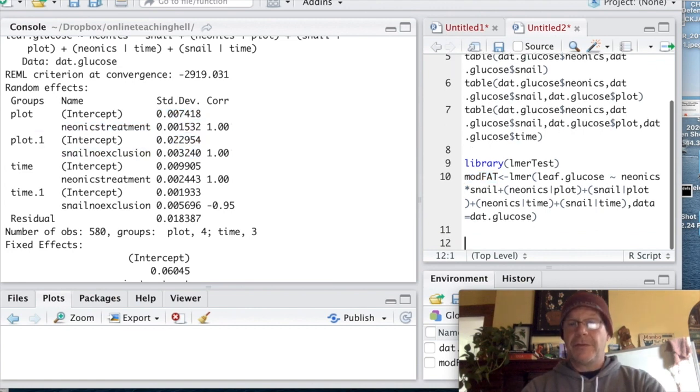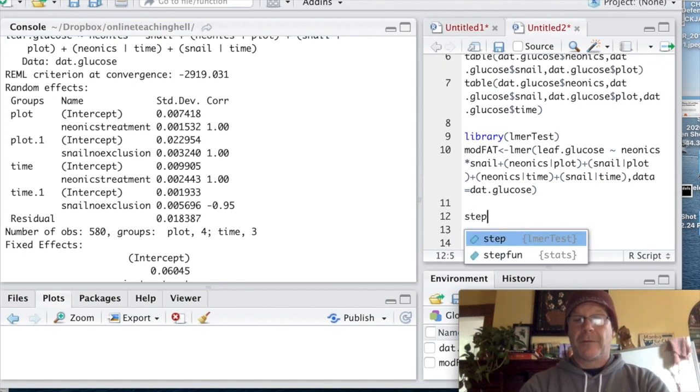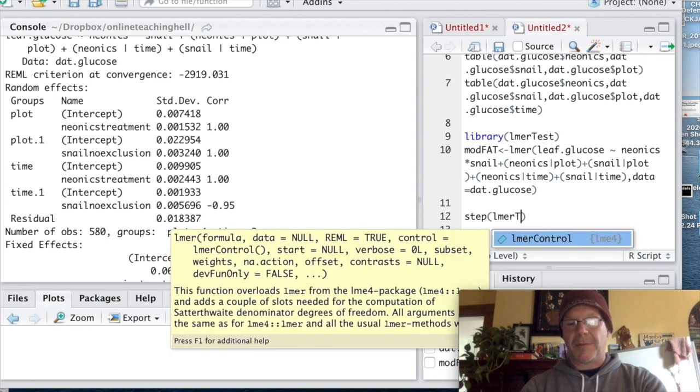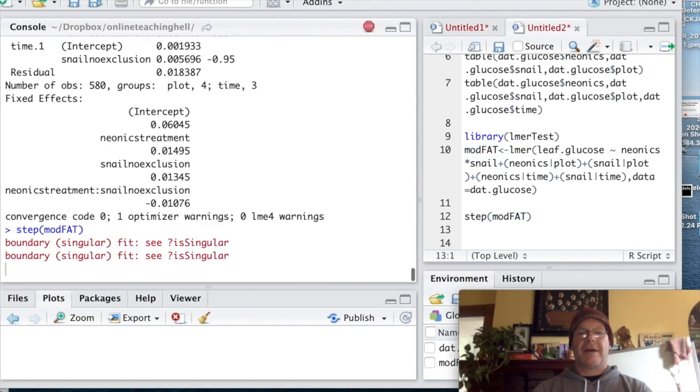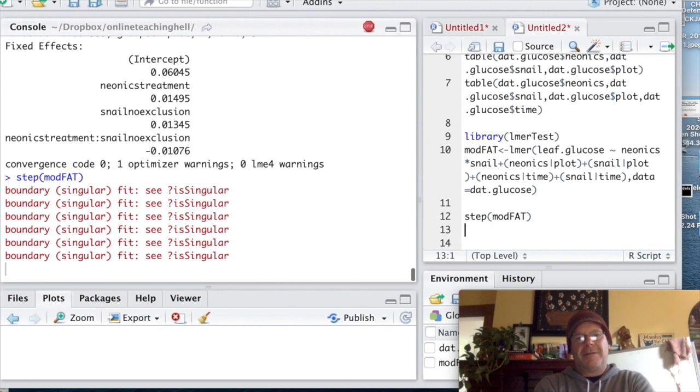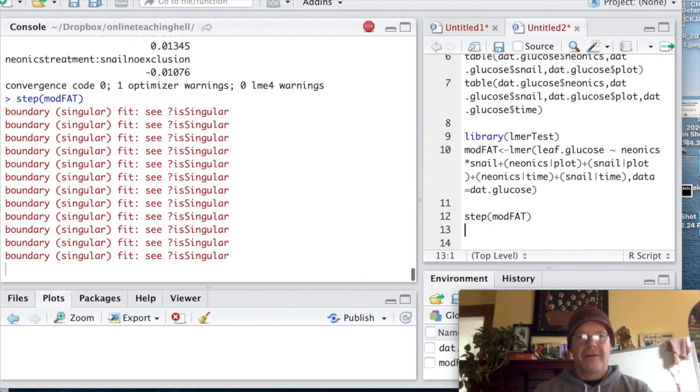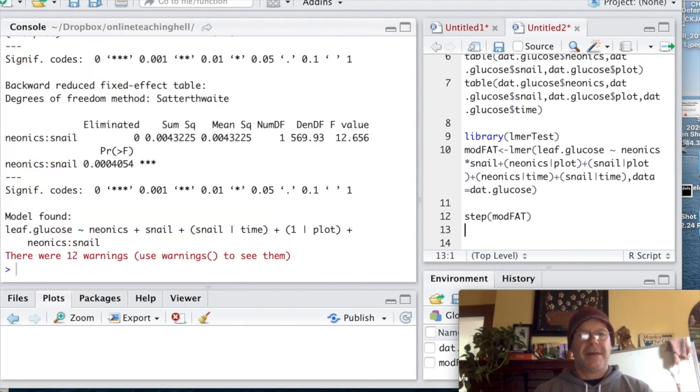But we can use that step function in lmerTest if we were so inclined. You could also explore a couple of different models. That's always a good idea too. But step allows us to be a little bit lazier. It's not step lmerTest though. Okay, so I'm going to get all these, what are you doing to me? Boundary errors, negative eigenvalues, everything going bad. But what it did eventually wind up on is this model down here.